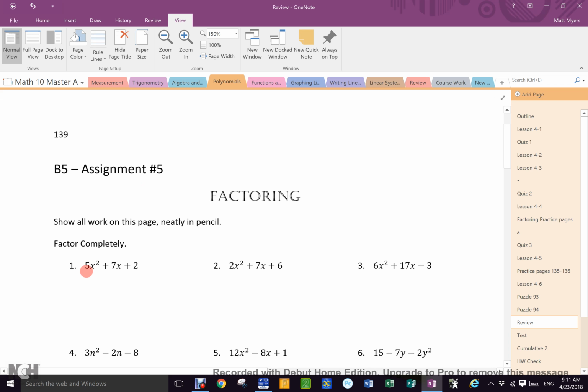What don't you like in number one? The five. Can you get rid of it?